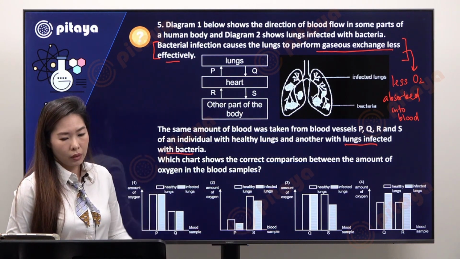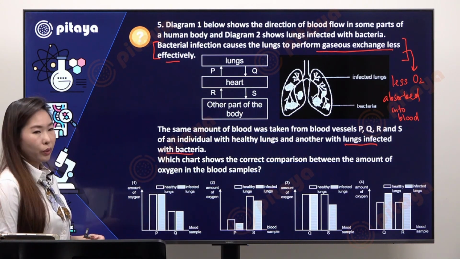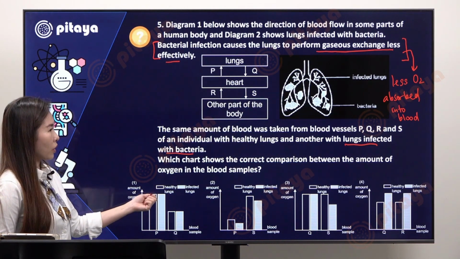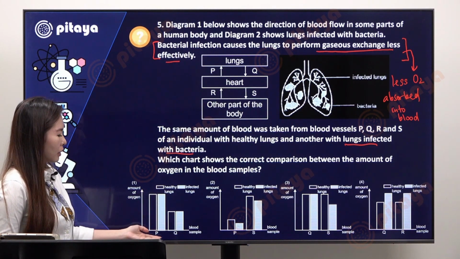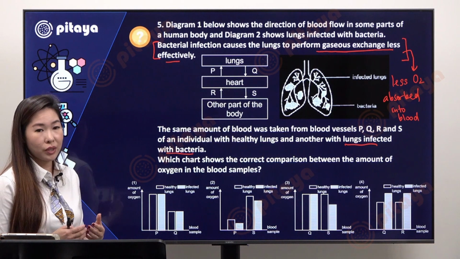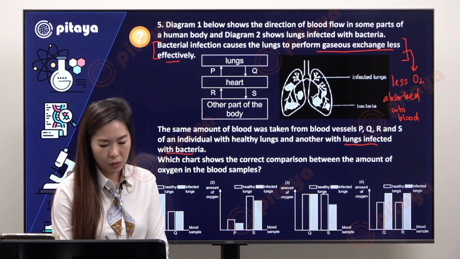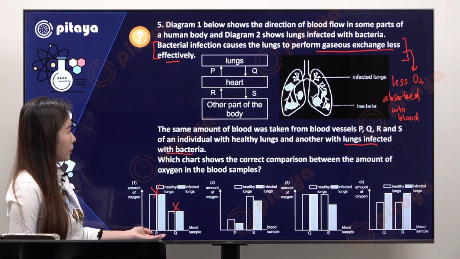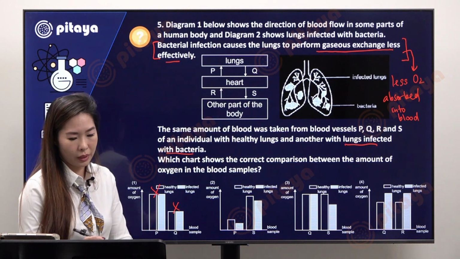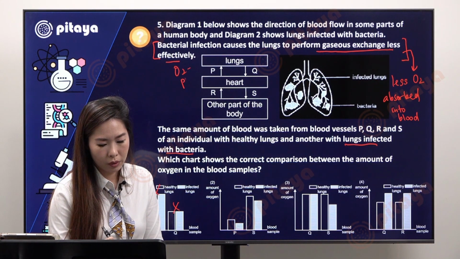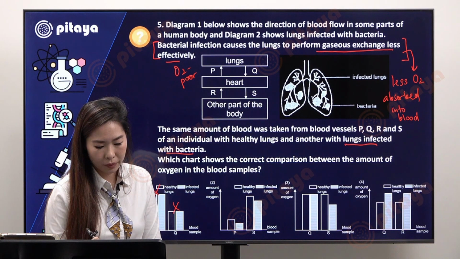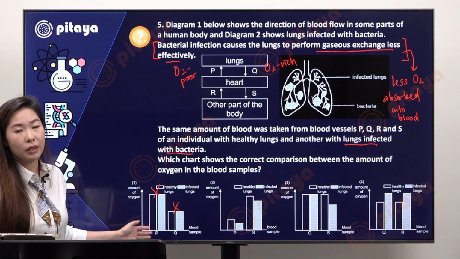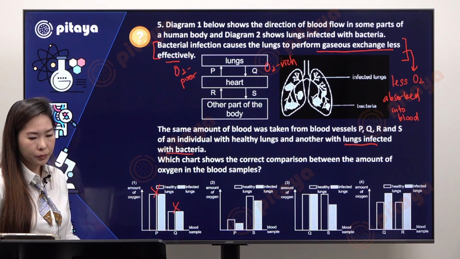So we can look at option 1 here first, where I think this is the most wrong answer, where you find that regardless of whether it's a person with healthy or infected lungs, the amount of oxygen in the blood sample doesn't really change. So that's not true for this. At the same time, blood in P, where it's just flowing into the lungs, should be carrying oxygen poor blood, whereas Q is oxygen rich. So we should find in blood vessel P less oxygen in the blood than that of Q.